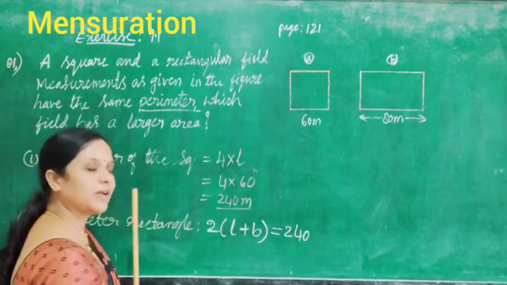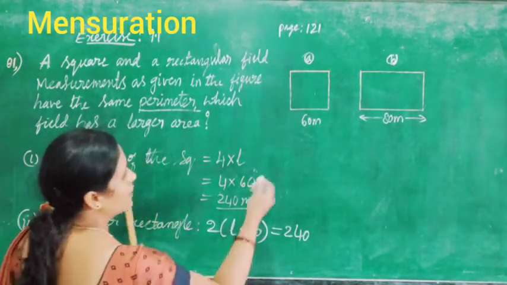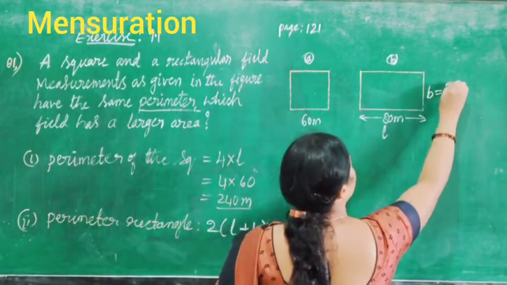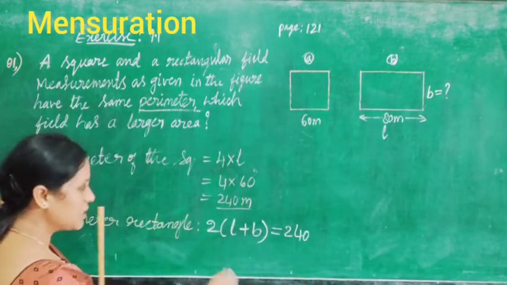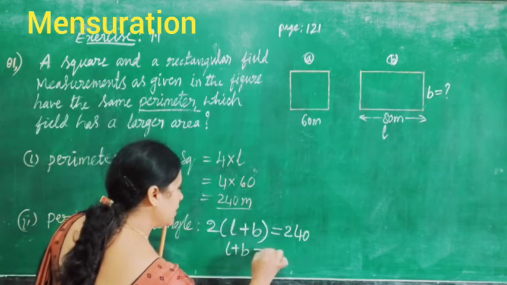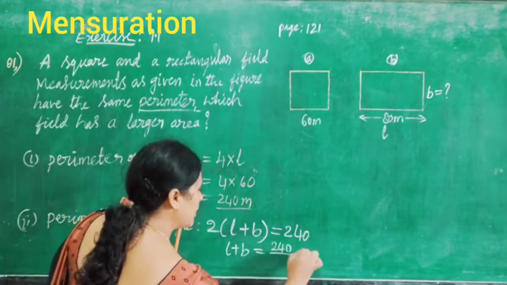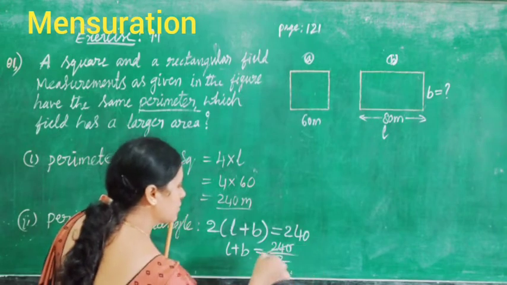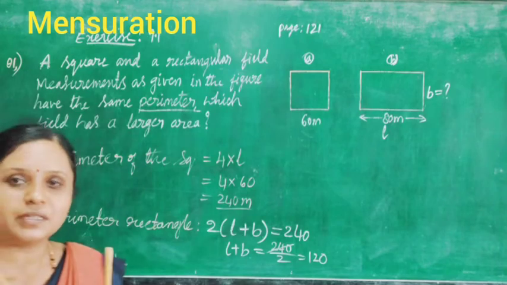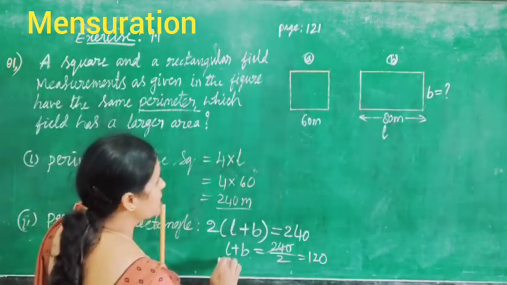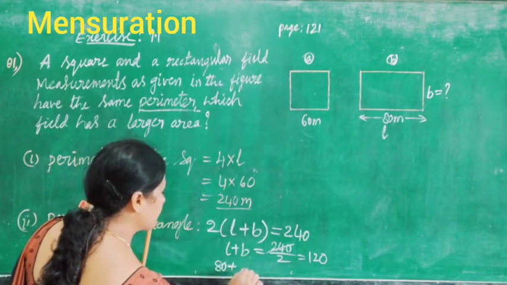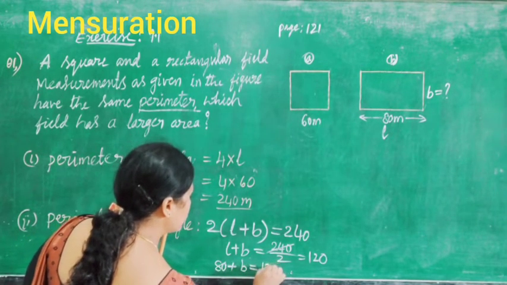So now you can find, here only the length L is given. Now we have to find the breadth B. By using this formula you can find the breadth. So write L plus B equal to 240 divided by 2. That becomes 120. So now what is L? L is 80. So write 80 plus B equal to 120.